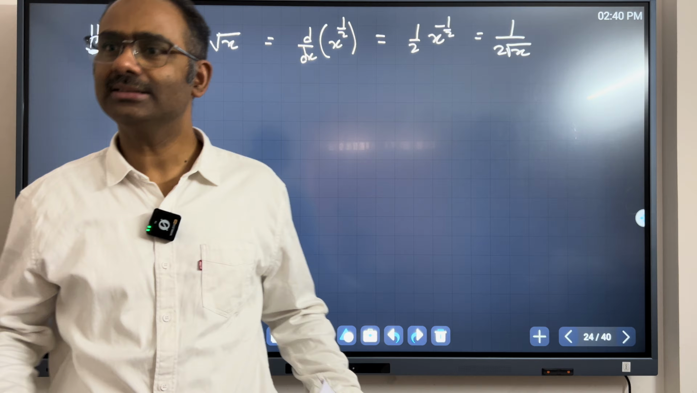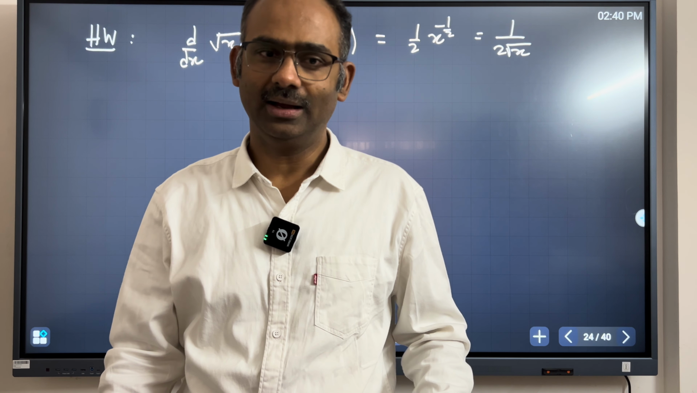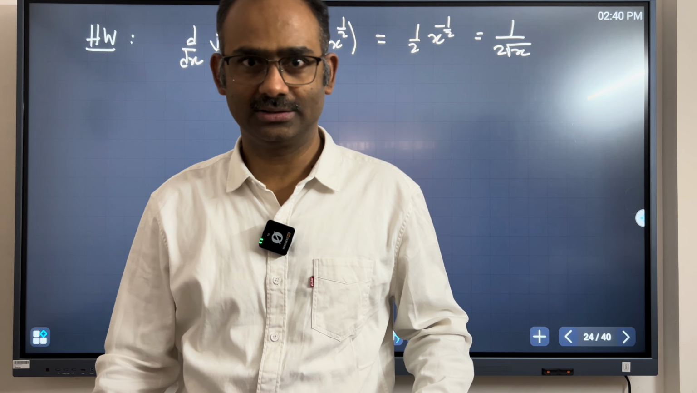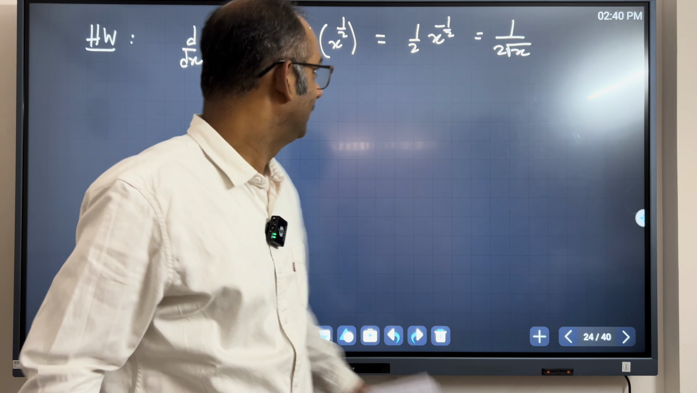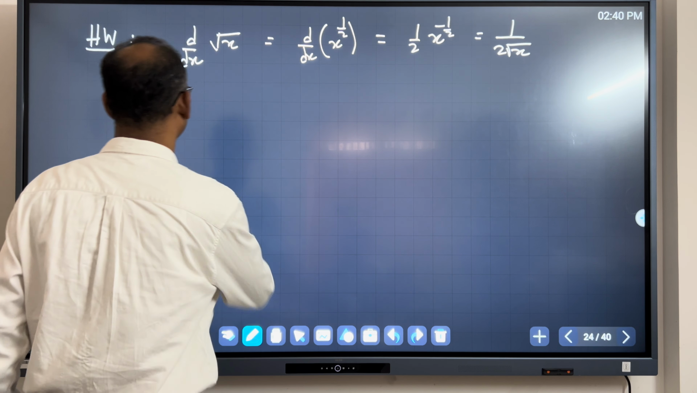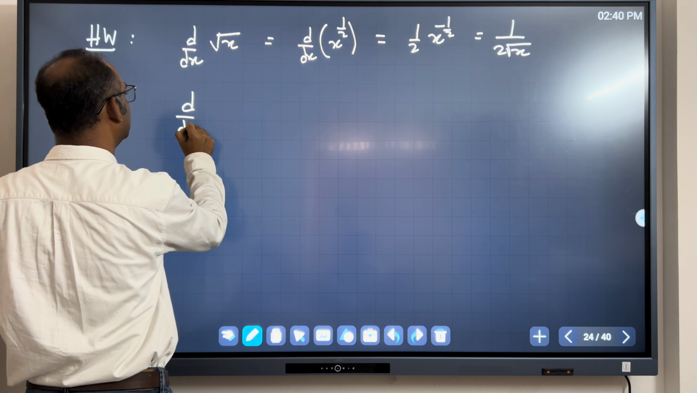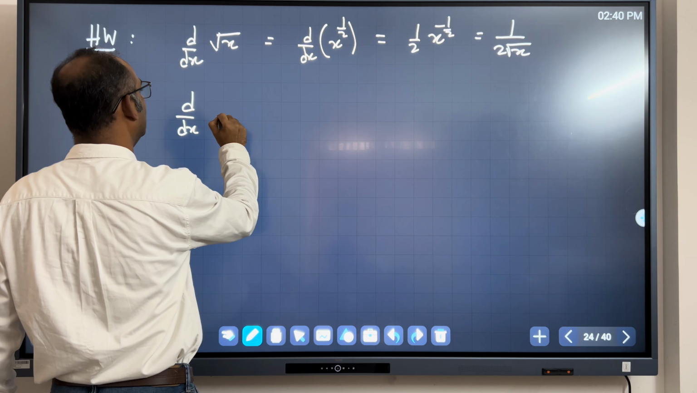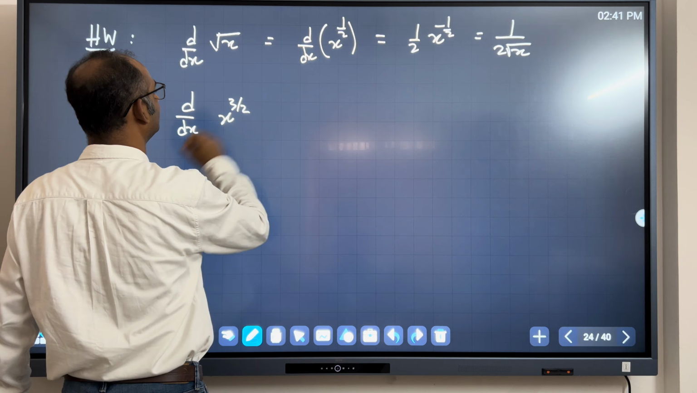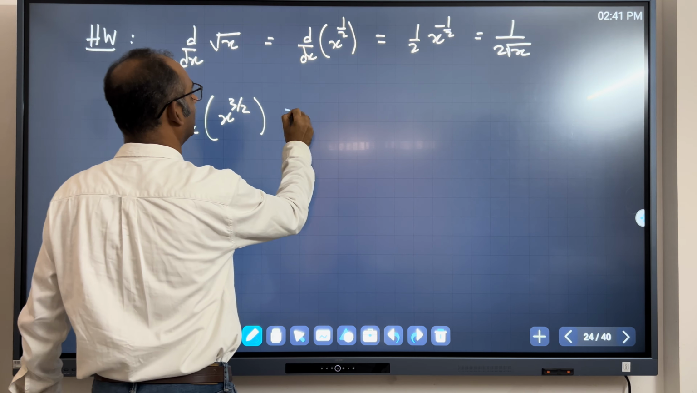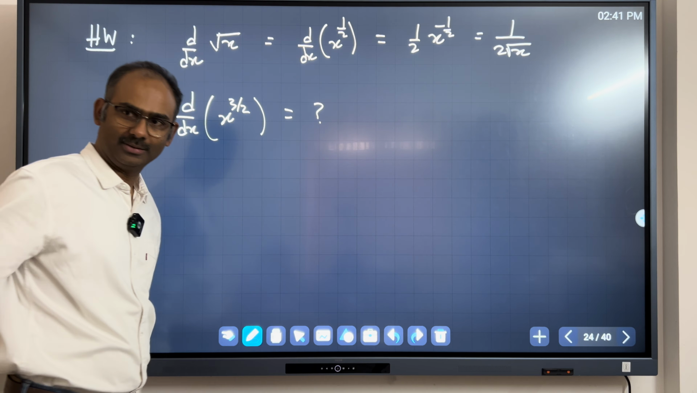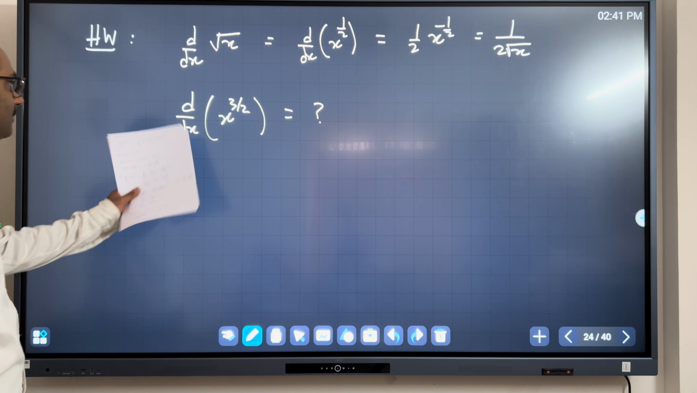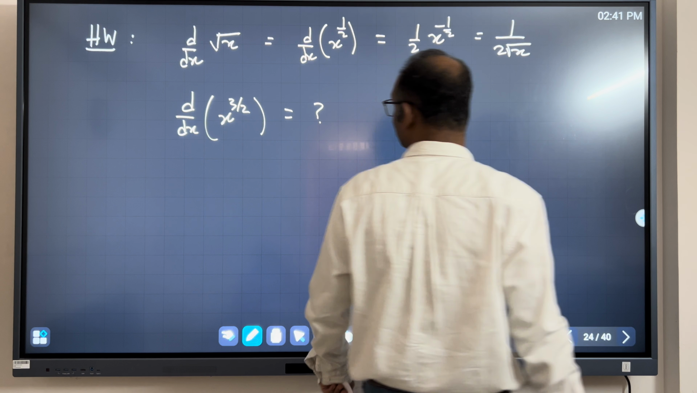There are certain results that you should have in your memory, and not everything you should have in your memory. It's wastage, right? But this result is something you should have in your memory. Find out what d over dx of x to the 3 halves is, and similar things, okay? So take it as homework. It will give you some exercise.